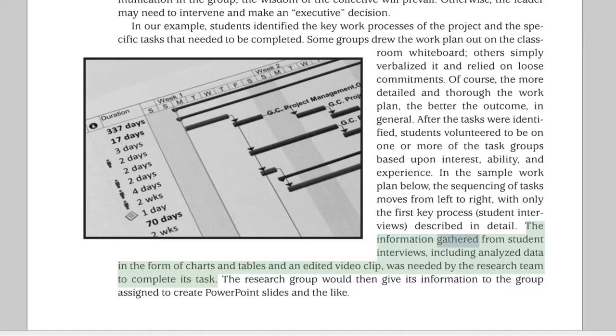The information gathered from student interviews, including analyzed data in the form of charts and tables and an edited video clip, was needed by the research team to complete its task. The research group would then give its information to the group assigned to create PowerPoint slides, and the like.